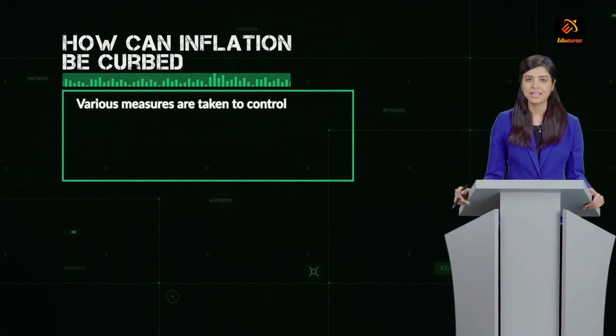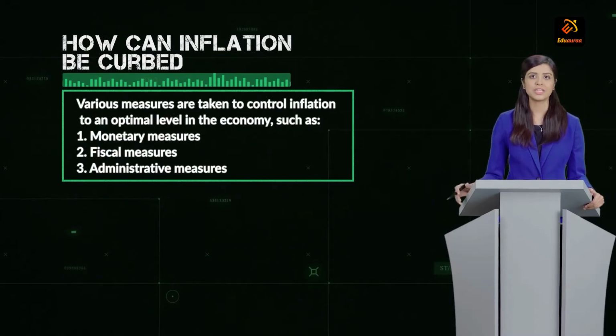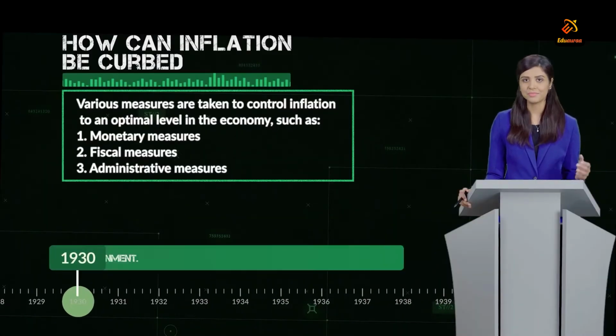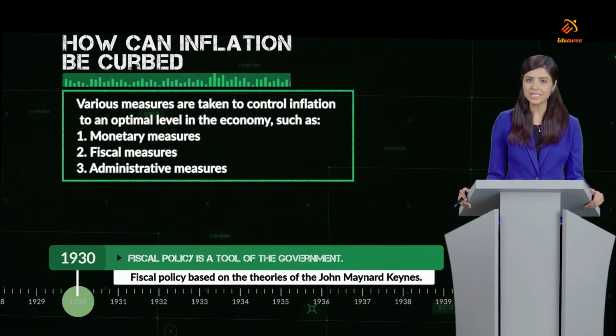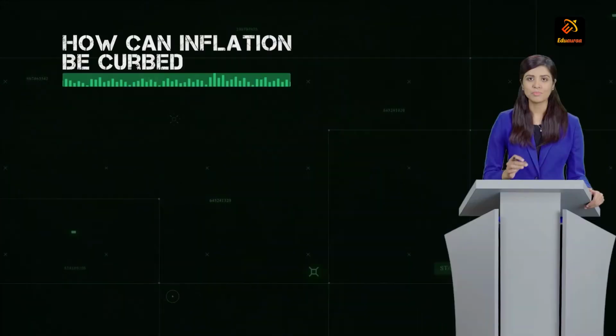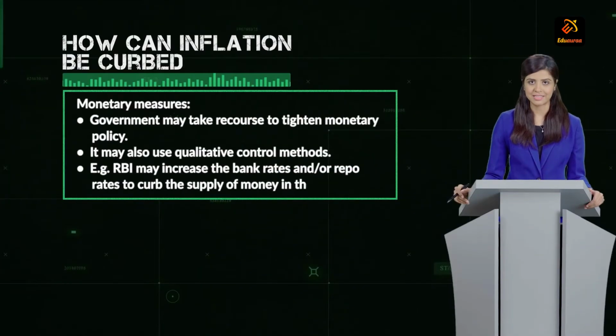Let's discuss how inflation can be curbed. Various measures are taken to control inflation to an optimum level in an economy. And these measures are monetary, fiscal, and administrative. Let's discuss monetary measures in detail.